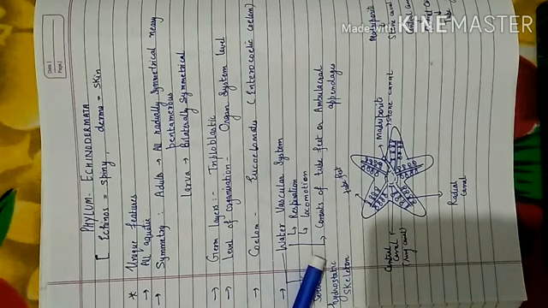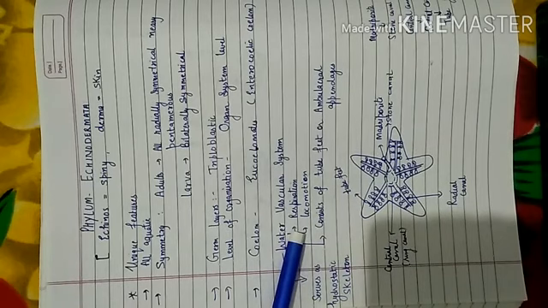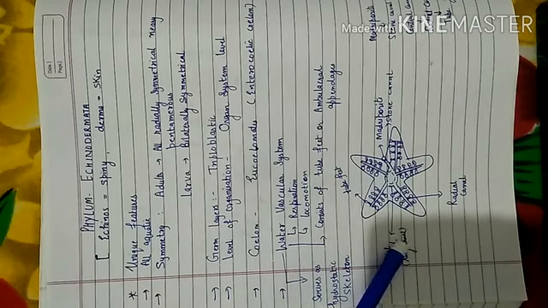Basically this water vascular system serves as a hydrostatic skeleton. Since it is filled with water, therefore it will serve as a hydrostatic skeleton. And it has tube feet also. The tube feet help in locomotion, and the water vascular system therefore serves two important roles, in respiration as well as in locomotion. Now we will see the water vascular system.